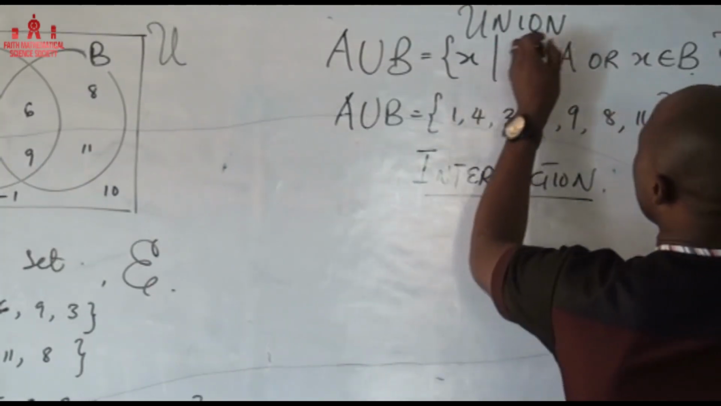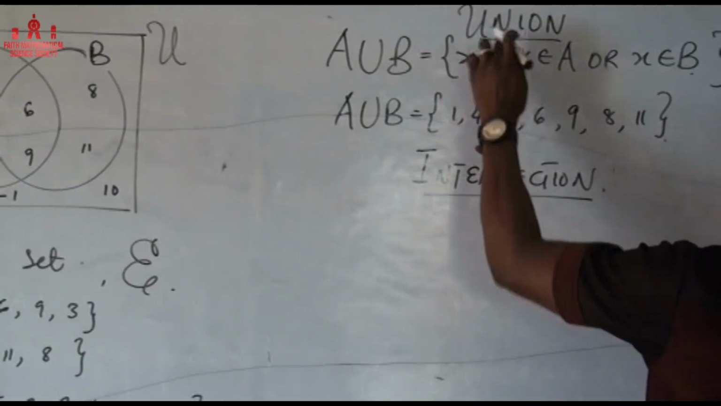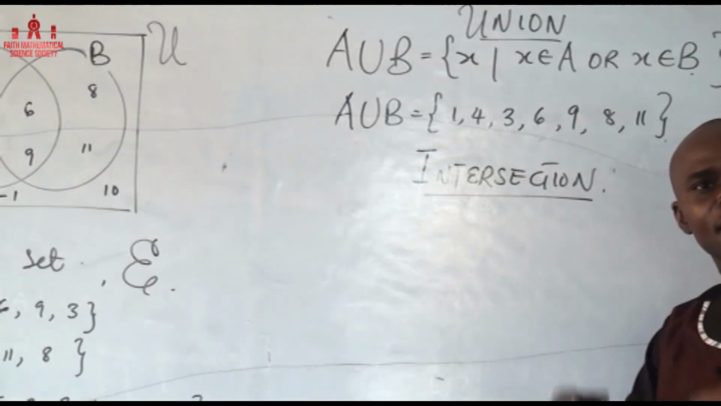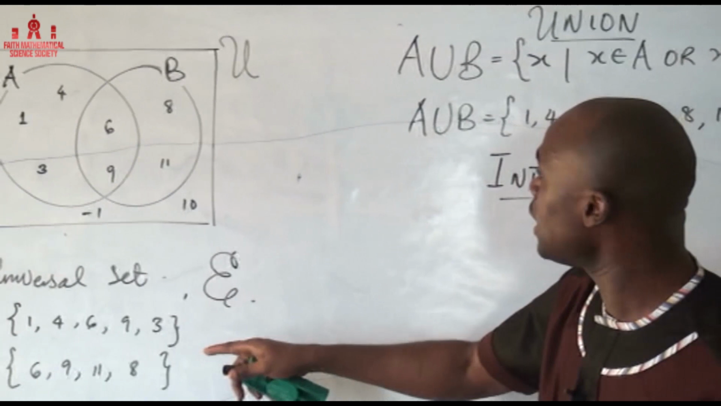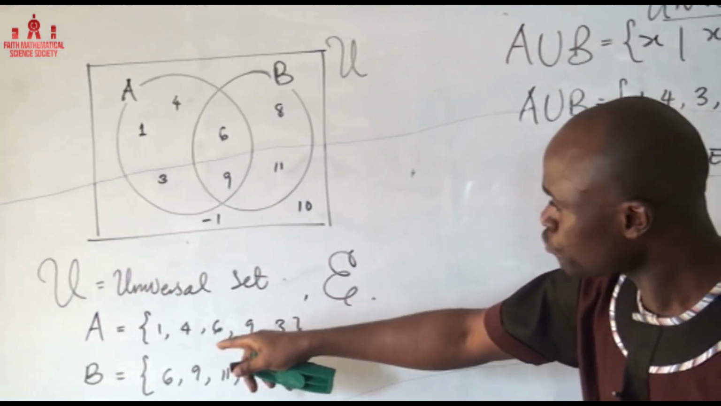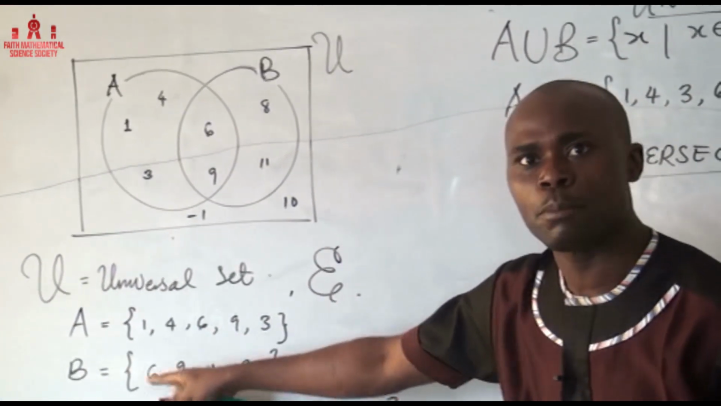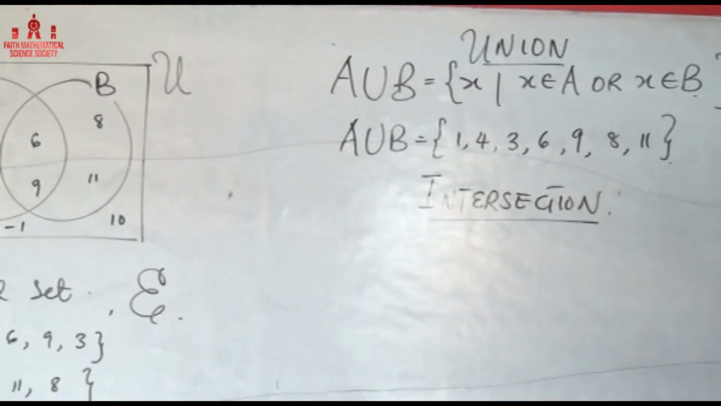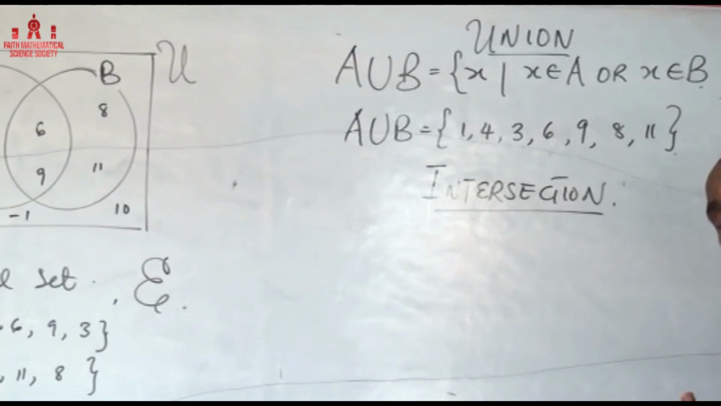Remember, let's go back to that union. Remember that when I was listing these elements, I don't repeat elements. You don't write an element again and again. You can see that in this case, we have 6 here and we also have 6 here. But when I was writing the union, I wrote 6 only once. So when writing a union, you don't have to repeat an element twice.